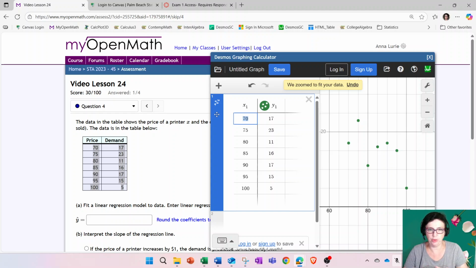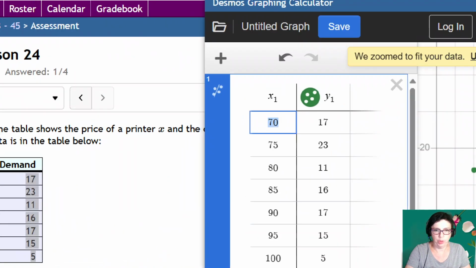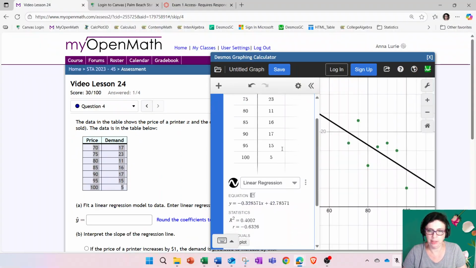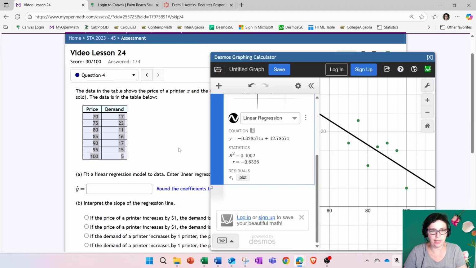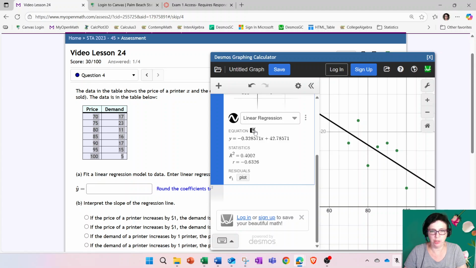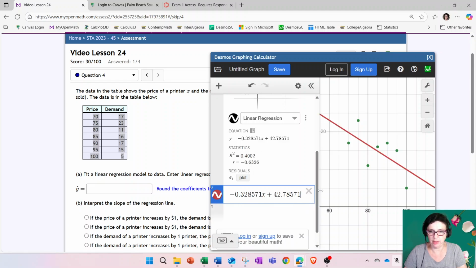And then after we do that, we are going to click on this icon here that says linear regression. Okay, so it looks like the relationship here is going to be negative. We can see that the line slopes downward, right? If you go from left to right. Okay, so the first thing to do is go ahead and export a snapshot to the expression list. So we've got that. We already have the equation.